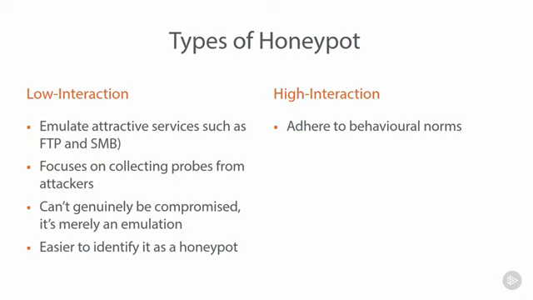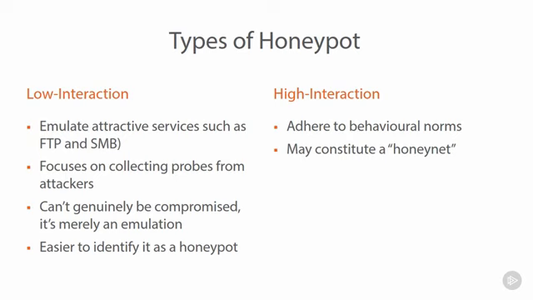Now, a high interaction honeypot may also be part of what we would call a honeynet. And a honeynet can be a collection of machines that's actually emulating a genuine network. So for example, it may have web servers and database servers and file servers. And these may all very well just be virtual machines. They don't have to be physical machines on the network. They just have to look legitimate.